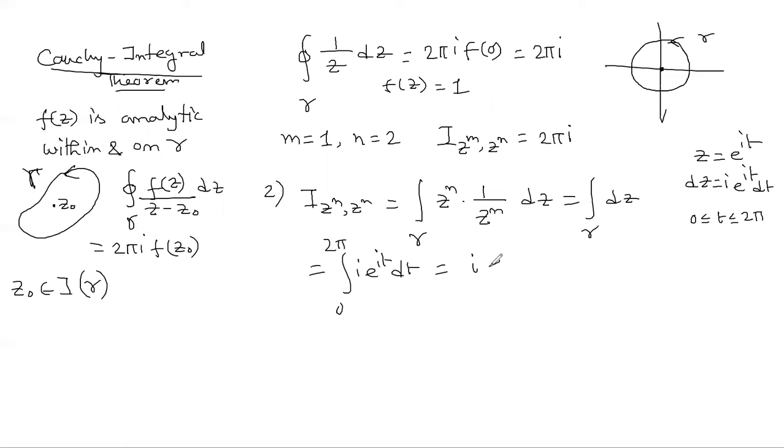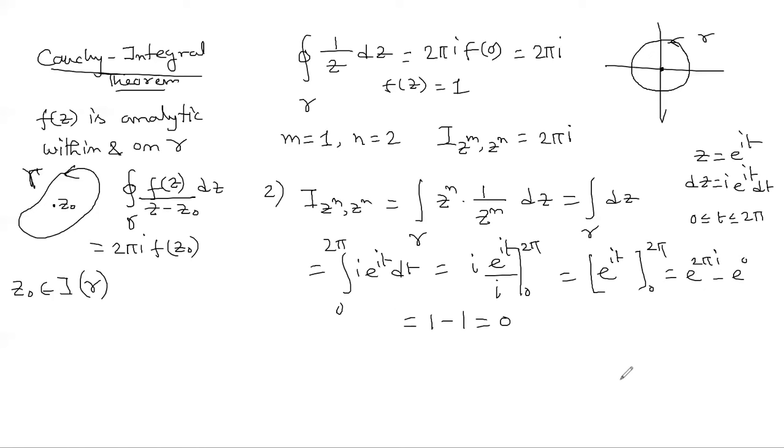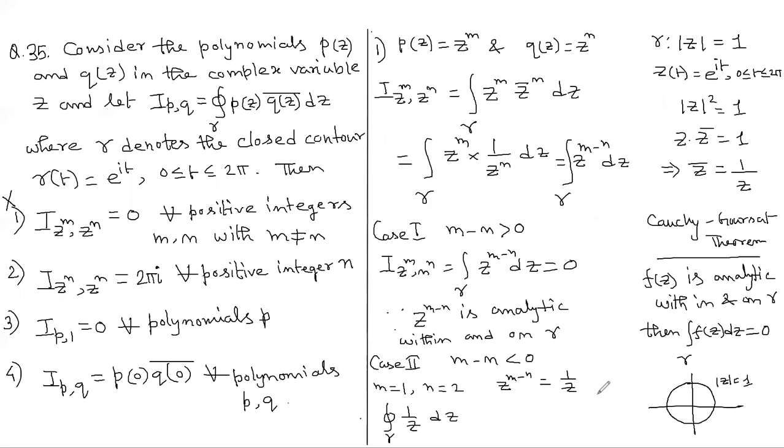So it is i e power it by i from 0 to 2 pi. So it is e power it from 0 to 2 pi, that is equal to e power 2 pi i minus e power 0, which is equal to 1 minus 1, that is 0. So the option number 2 is incorrect.